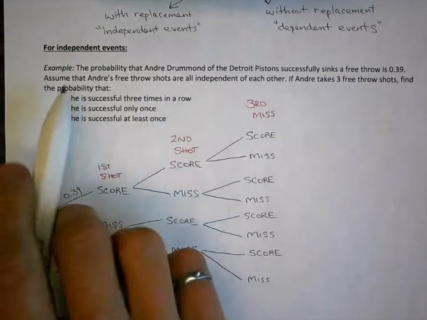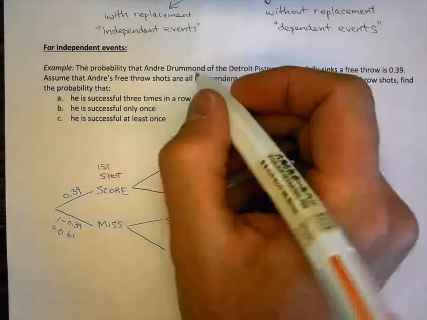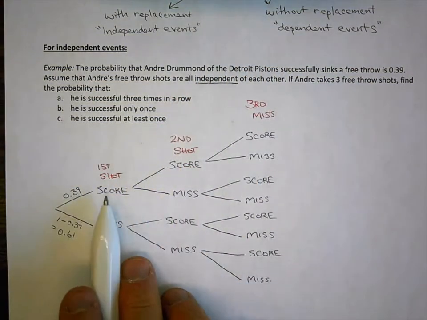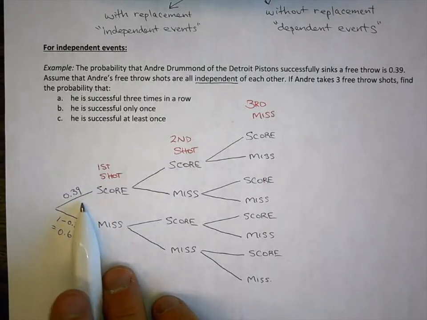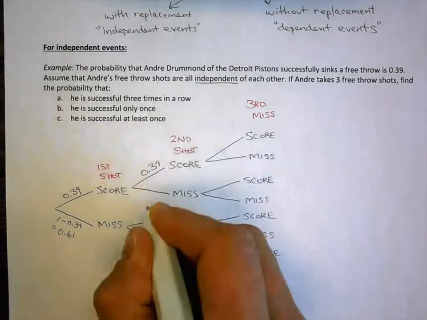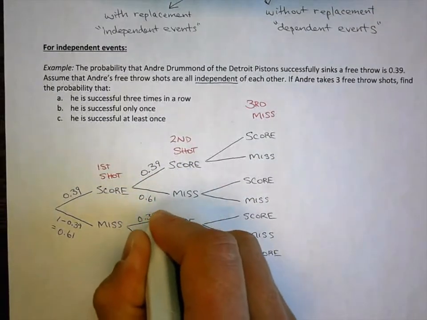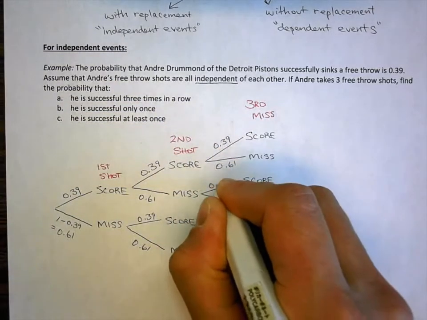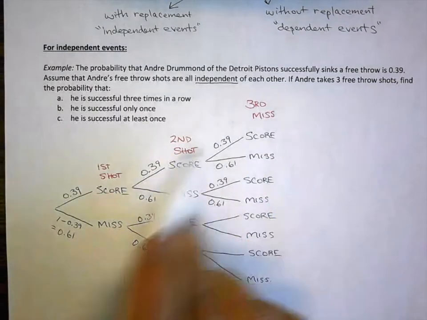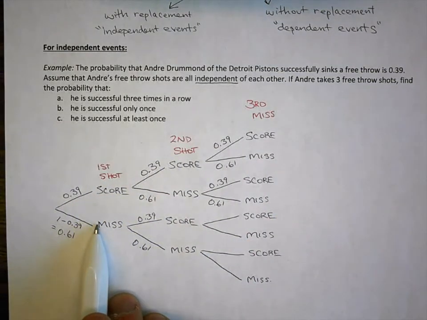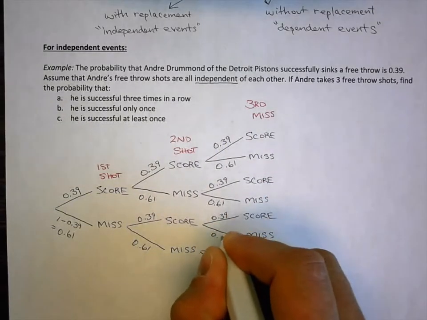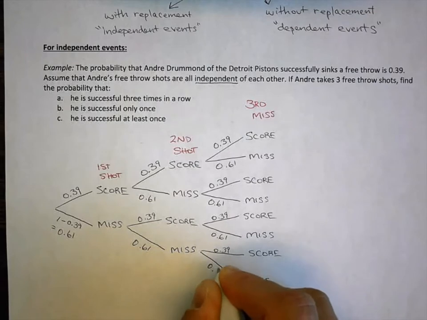Now, notice that it said that the free throw shots are all independent of each other. That means the probability of him scoring the second shot is independent of whether he got the first shot in or not. So the probability doesn't change. So throughout the entire tree, the probabilities of scoring and missing are always the same. It's good that the question explicitly told us this, because it might not be true, right? If Andre Drummond misses the first shot, it might get in his head and make him more likely to miss the next shot. So maybe these aren't independent, but it's been told to us in the question that they are. So we now can label all of the branches of my tree.